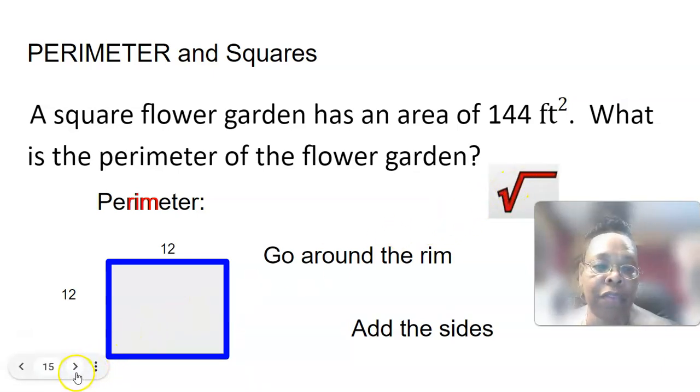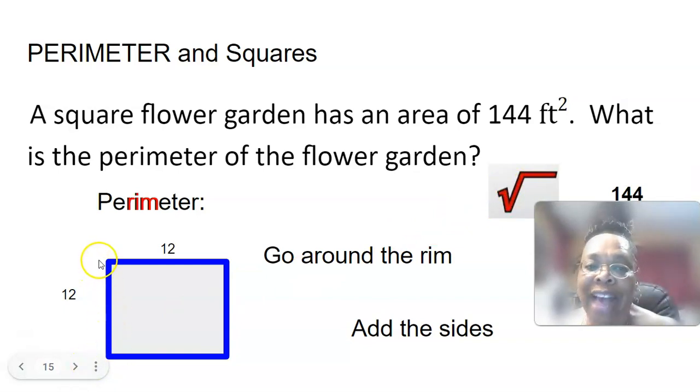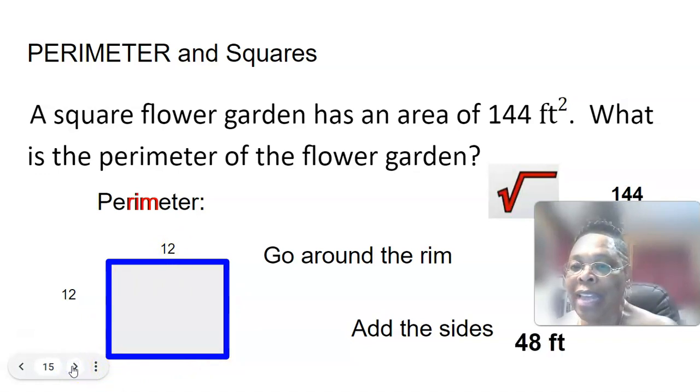Remember, put it under the radical. And so now we go around the sides and add it up. There are 4 sides. Each side is 12. 4 times 12 is 48, or add all 4. 12 and 12 is 24, and 12 is 36, and 12 is 48. So it's 48 feet. Area is squared, and feet is not.